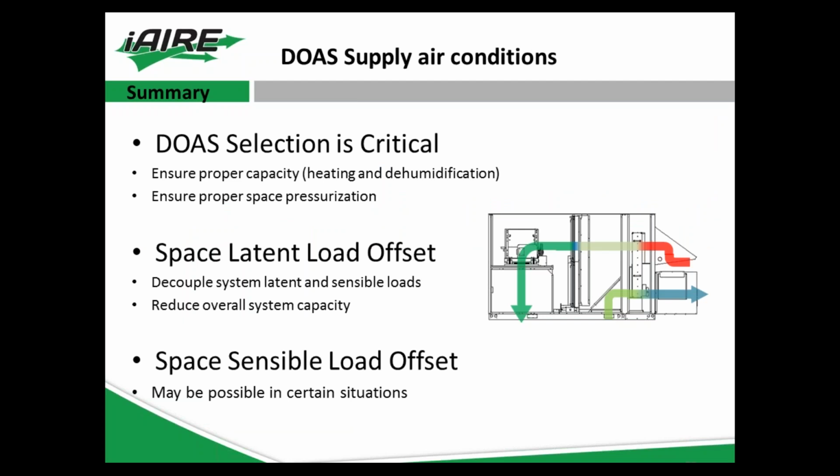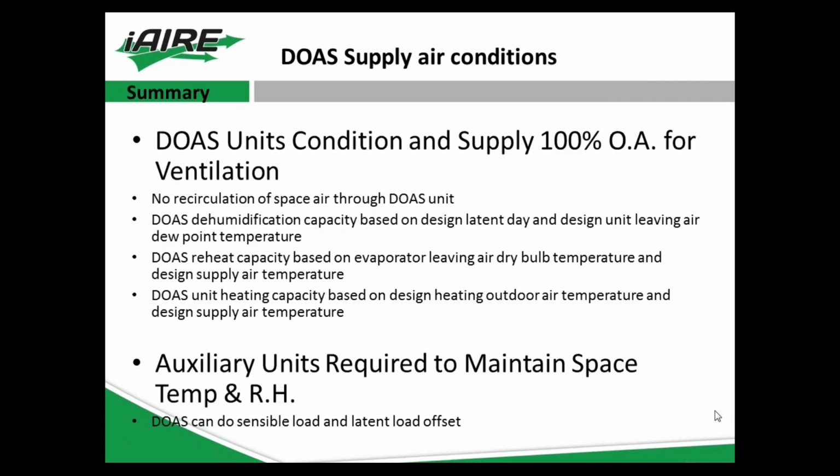This is just a summary slide basically of all the different offsets and design criteria that we just went through. So I won't touch on them too much again, but just keep in mind 100% outside air for ventilation needs to be provided to the space regardless of what the ancillary units are doing. DOAS dehumidification is going to be based on design latent day, not the design heating day. And you're going to have to make sure that the machine has enough reheat capacity and enough heating capacity to provide correct neutral air temperature. And as you select your DOAS system, it should be hand in hand with selections for whatever auxiliary type unit or type system you're using.